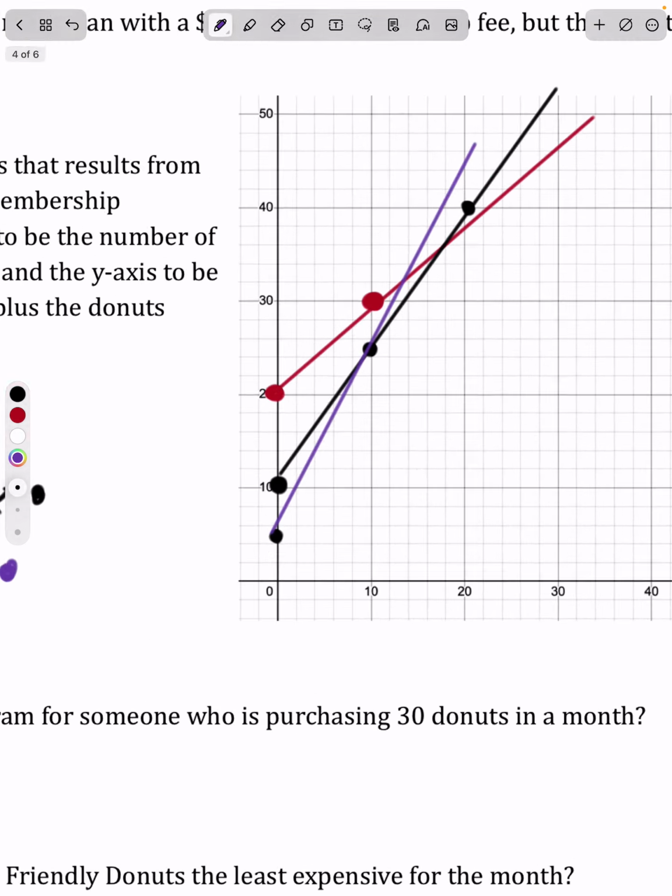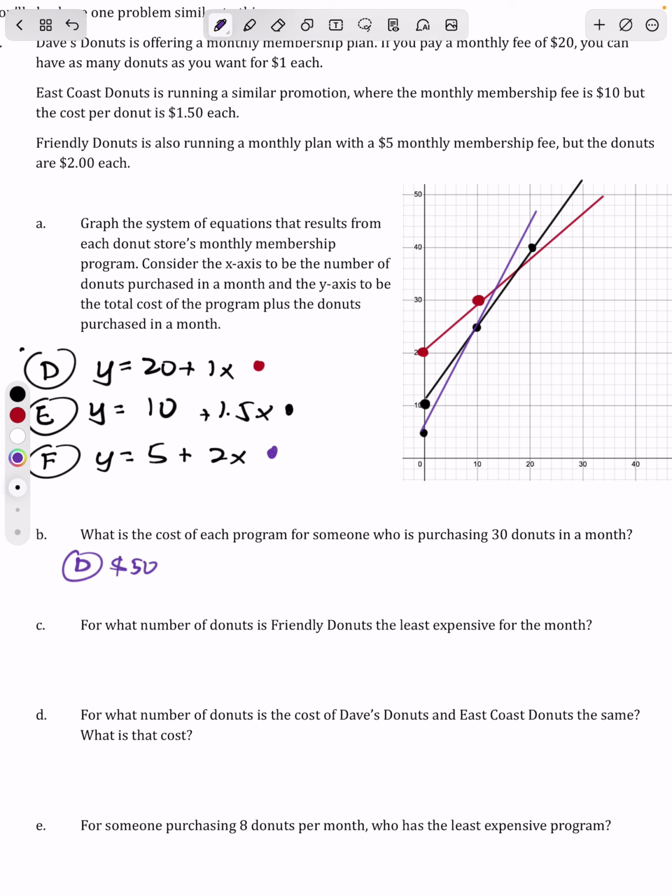But the first question doesn't even rely on any of that. It's just what is the cost of each program for someone purchasing 20 donuts? This can all be mental math, okay? For Dave's Donuts, 20 plus 20 essentially, $40. East Coast, 10 plus 1.5 times 20, that's 10 plus 30, is that 40 bucks? And F, what was F? Friendly Donuts, 5 plus 2 times 20, that's 45 bucks. And that's the cost of each program.